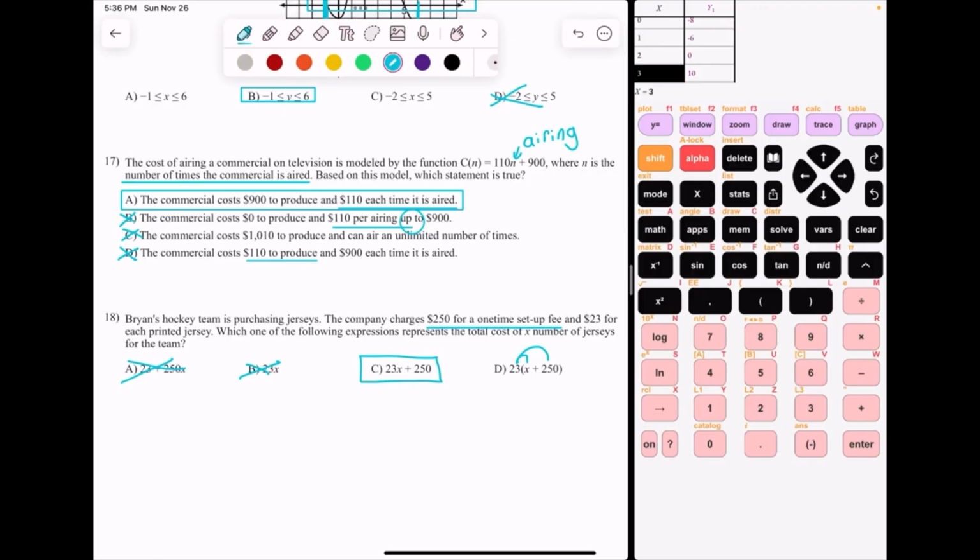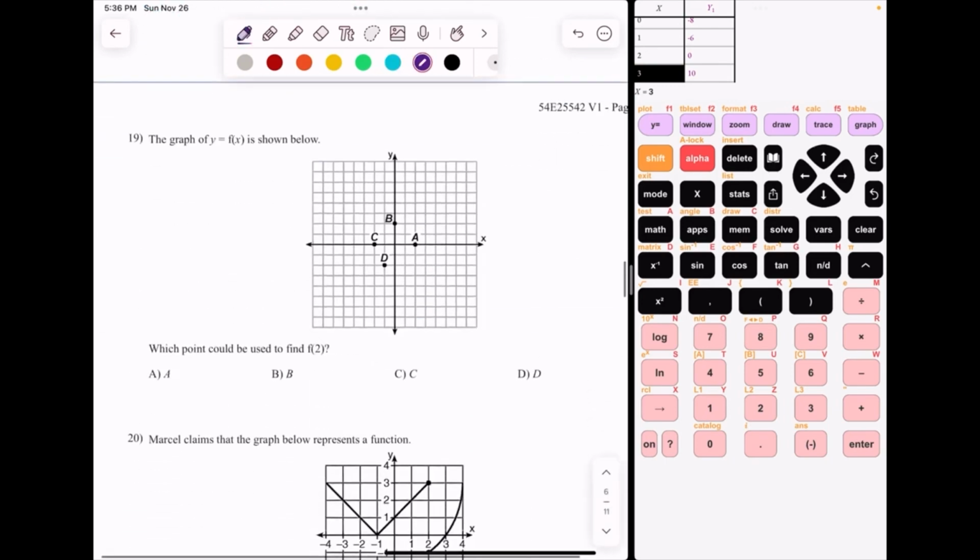All right, 19. The graph of f of x is shown below. Which point can be used to find f of 2? Well, the number inside the parentheses is x, so this means x equals 2. To get to x equals 2, that means we go to the right 2, which would be choice A.